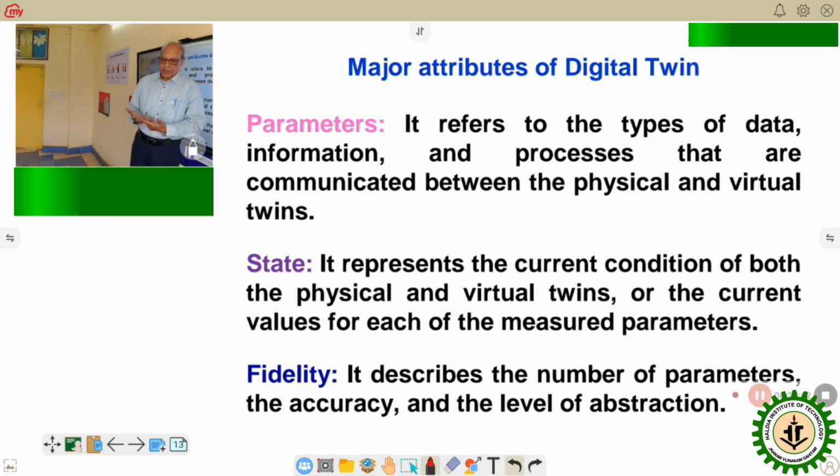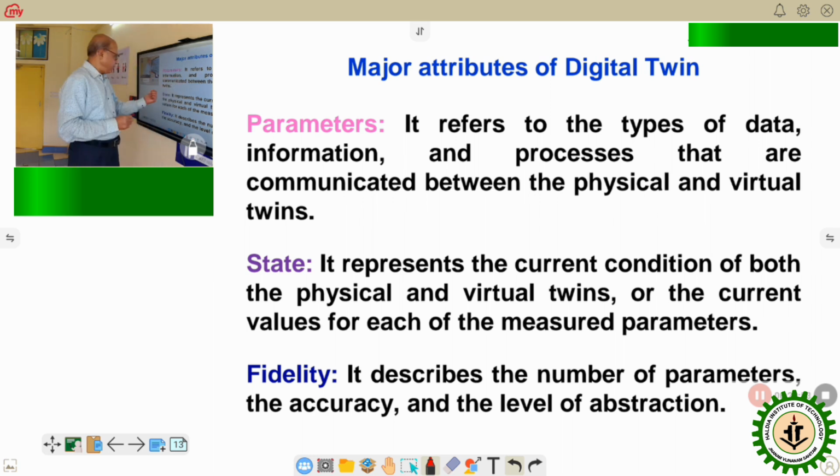we can consider the cutting parameters like speed, feed, depth of cut, and at the same time some other measured parameters like cutting force, vibration, temperature rise. These are the different parameters that describe the state of affairs of that particular process. State represents the current condition at any particular instant. What are the values of speed, feed, depth of cut, the cutting force generated, the vibration level, the temperature rise. At any particular point of time, the values of different parameters describe its state.